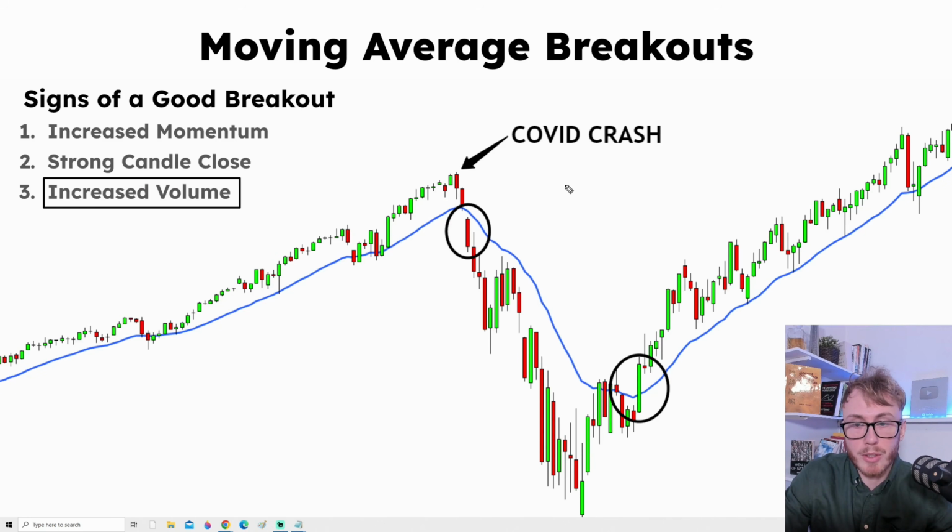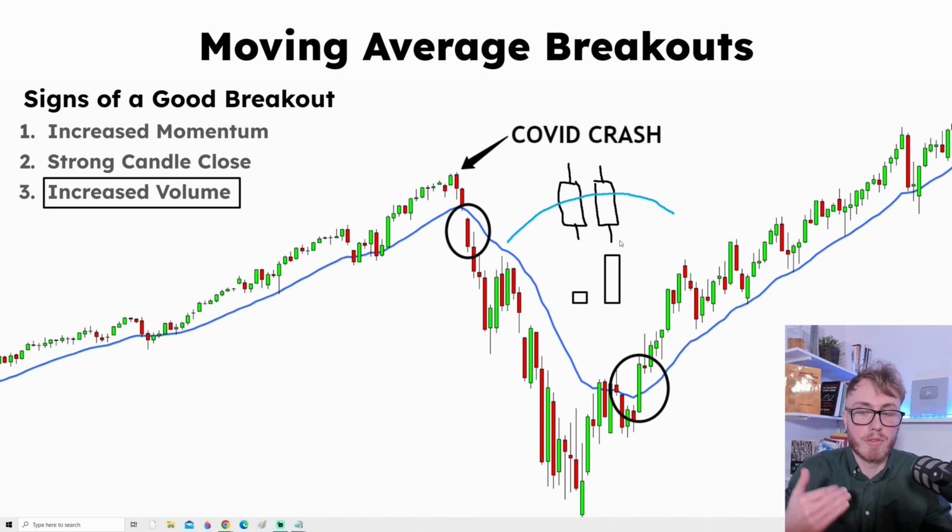But what I mean with volume here, let's say we have two examples. We have two candles that are exactly the same. The candles look exactly the same. And once again, we have the moving average coming in right here. However, in the example to the left, we only have a small volume bar, while in the example to the right, we have lots of volume.